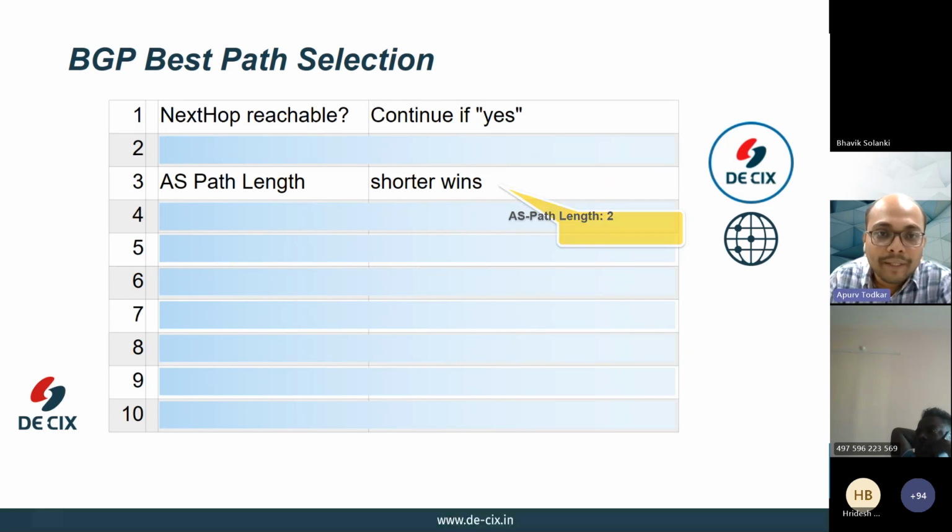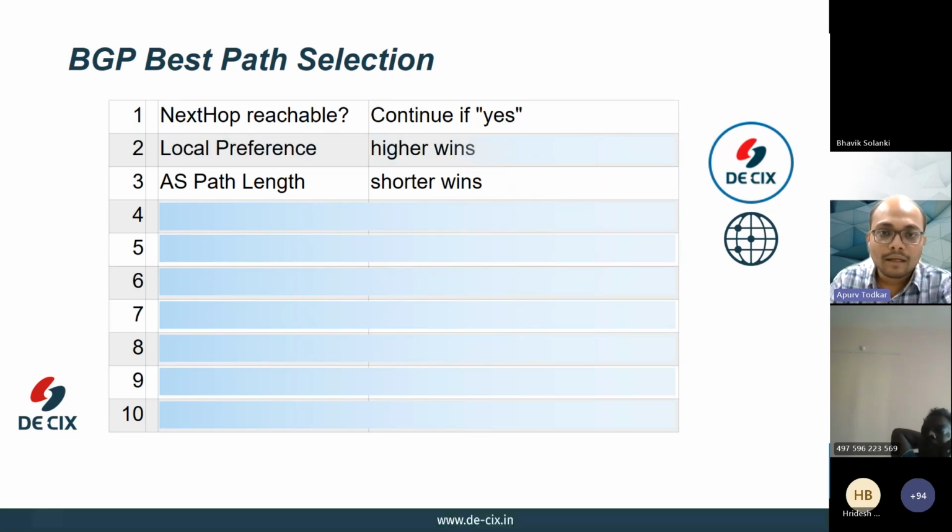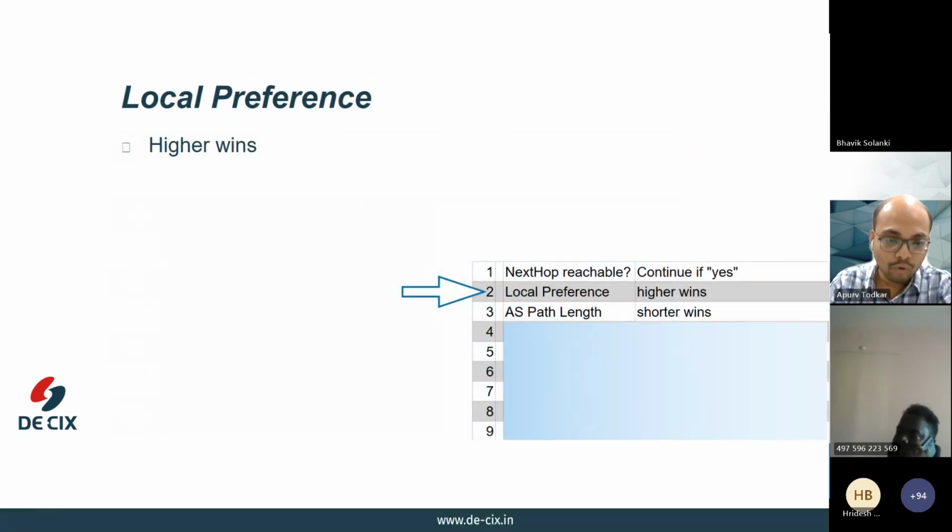So if you believe that peering is better than upstreams, you must configure BGP to always prefer peering using the first tool in the BGP best path algorithm, that is the local preference. In BGP, the path with the higher local preference value is preferred. So let's look at what local preference is.